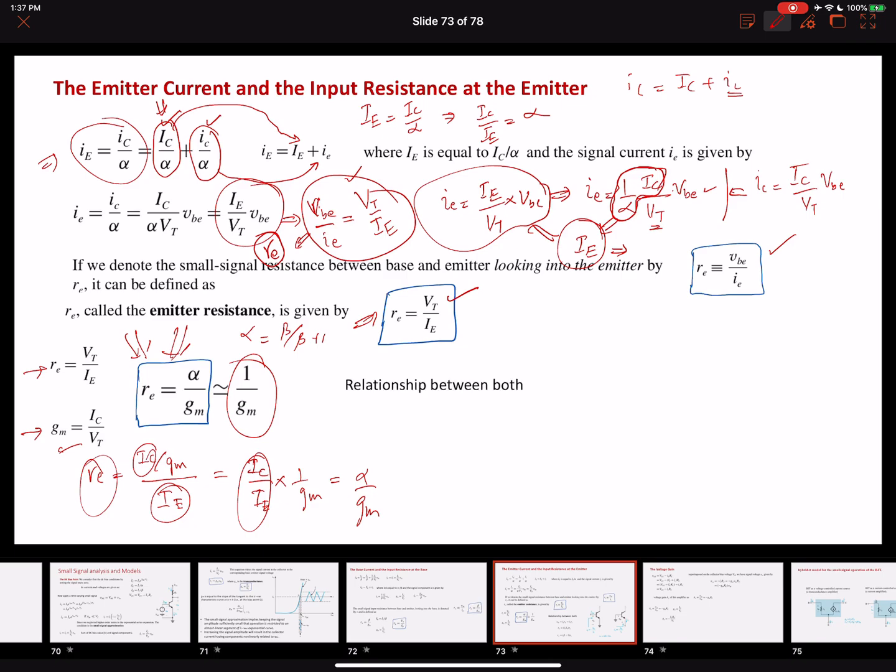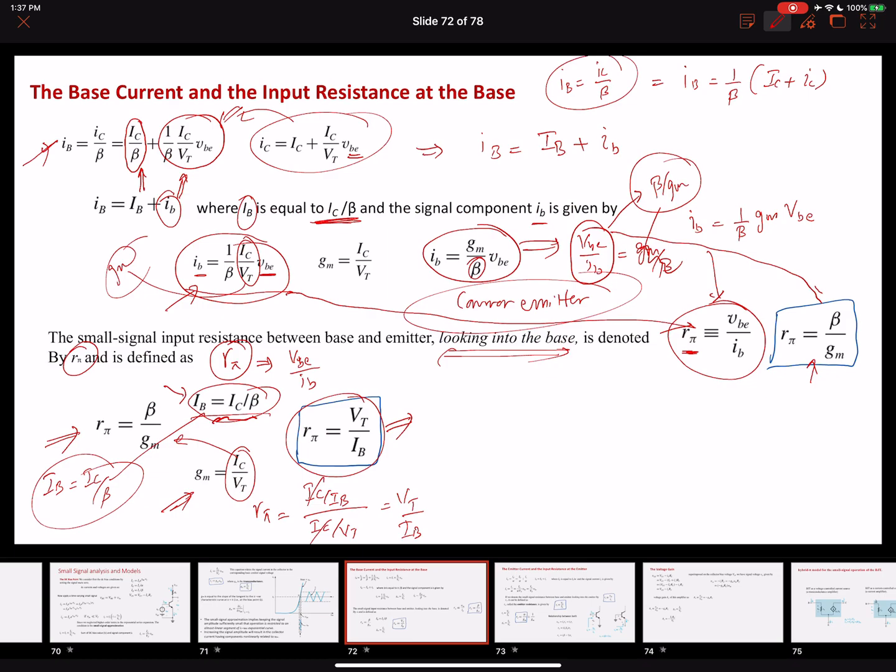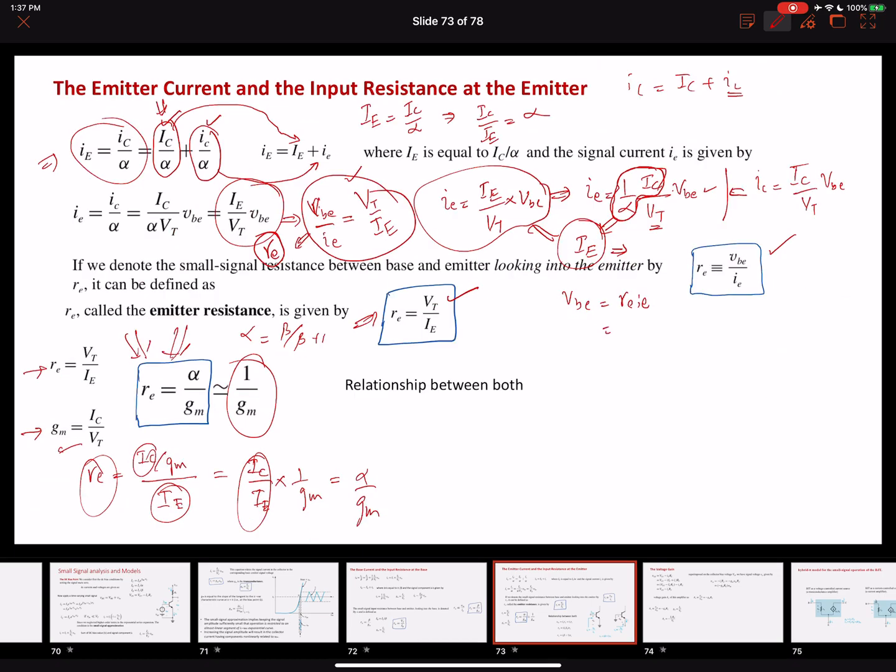So an interesting thing is that we can also find out the relationships between the emitter resistance and the base resistance. In terms of the emitter resistance, our VBE is common. Over here VBE is RE IE, and over here VBE is R pi IB. So I can equate these two equations together: RE IE equals R pi IB, from where if I find out R pi, this will be RE into IE over IB. So you can easily write down this equation like this.